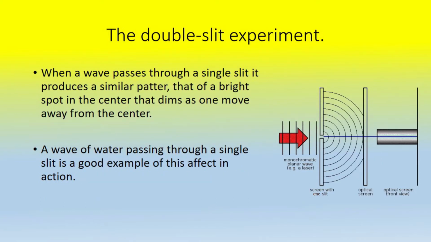When a wave passes through a single slit, it produces a pattern that has a bright spot in the center and dims as one moves away from the center. A wave of water passing through a single slit is a good example of this effect in action.